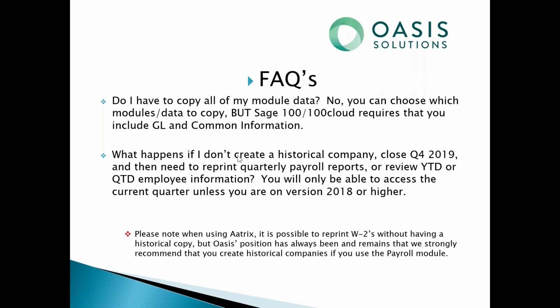This just talks about what happens if you don't create that historical company and you close the quarter. If you're on 2017 or lower, basically that year-to-date information is gone, and you're going to have to take old reports and piece information back together. You just really don't want to do that, and none of us have time to do that at year end. You know how busy you are with everything else that occurs at year end. So always double check everything.